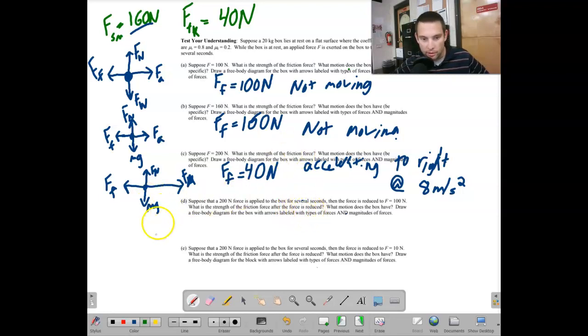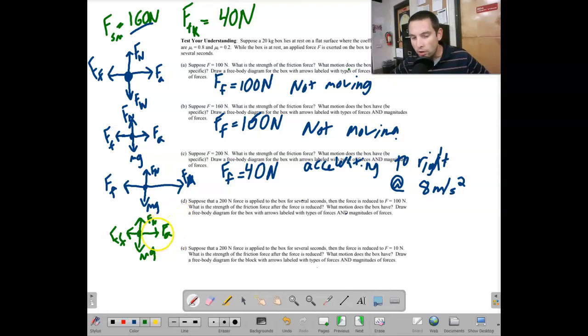All right, so now, free body diagram. Of course, we're talking about forces, so we're going to start with a free body diagram. We have mg, which is 200. We have Fn, which is opposite of 200. We have Ff. And we have Fa.